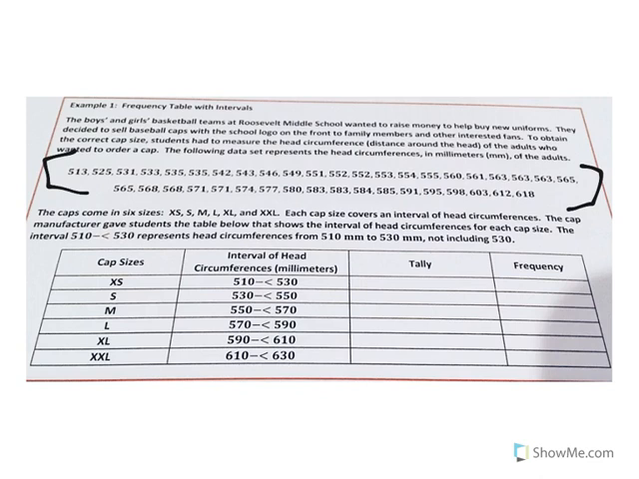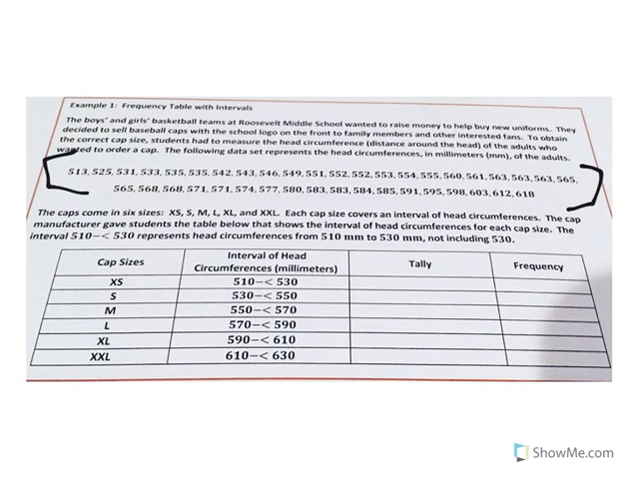The interval 510 to less than 530 represents head circumferences from 510 millimeters to 530 millimeters, not including 530. So basically, if your head circumference is 510 millimeters up through 529.99 millimeters, you would go in this category. And so they measure all these heads, they have all this data, so we're going to go through real quick and we're going to first tally. Now this is a frequency table, meaning we're going to find out how frequent these numbers appear. But this is not a histogram. We'll create one of those based on this data.